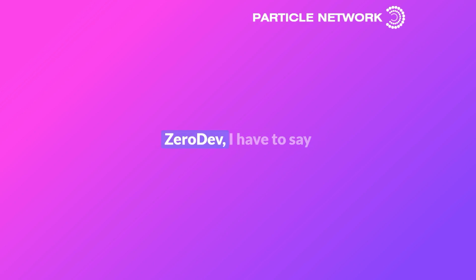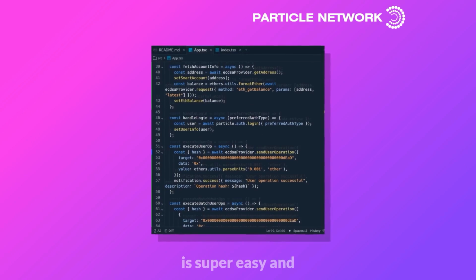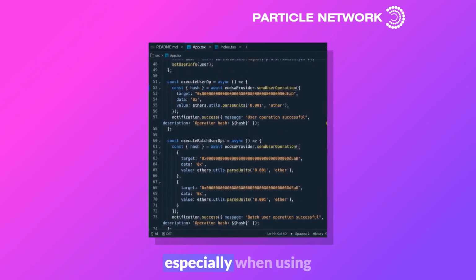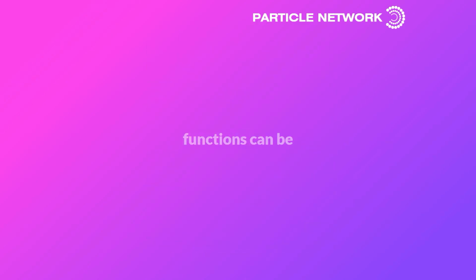Now, for my time with ZeroDev, I have to say, the ZeroDev SDK is super easy and seamless to work with, especially when using our wallet as a service. Most major functions can be made in just 1 or 2 lines of code. So it's super easy to get started and create powerful ERC 4337 enabled experiences. So that's exactly why today, in just 9 minutes, we're going to explore utilization of Particle's Wallet as a Service, hand in hand with the ZeroDev SDK to create a smart account and send transactions. So let's jump right into it.